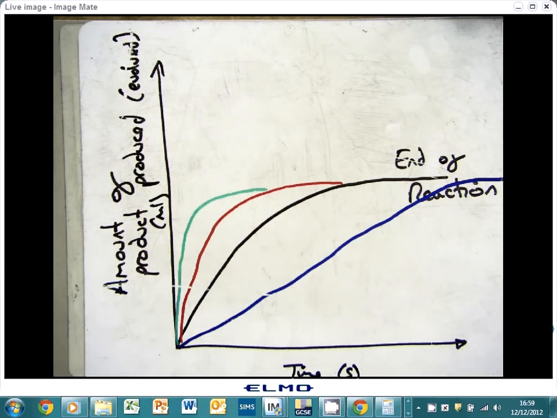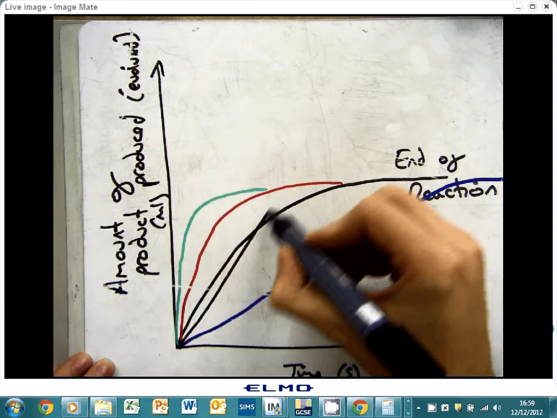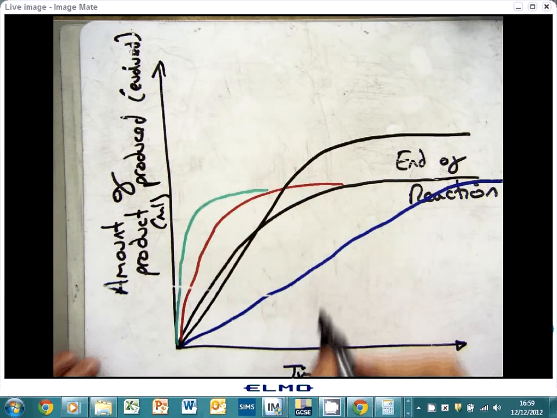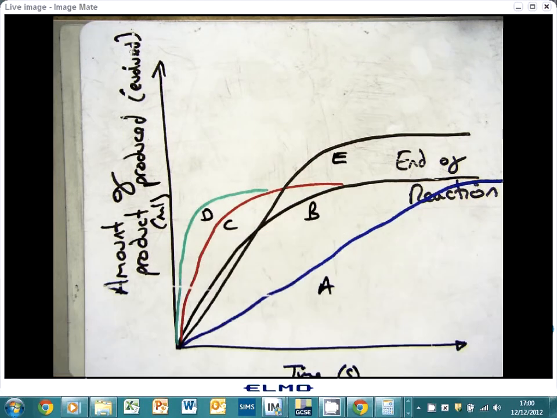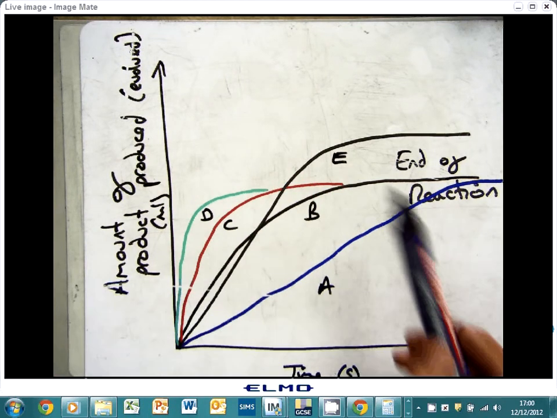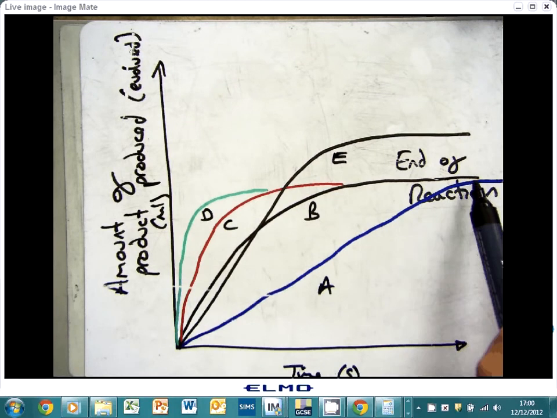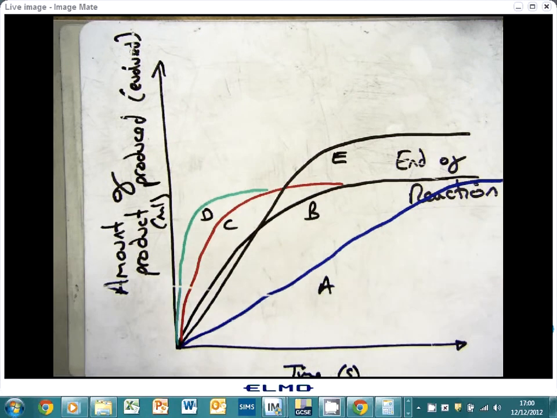The examiners might try and trick you out with something like this though. They might turn around to you and say, which of these has the fastest rate of reaction? It would still be D. E is incorrect because the end reaction, provided you use the same amount of reactants, so the same amount of hydrochloric acid and marble chips, it will always finish at the same point. If you draw something higher, it means you have to have more of the reactants, so more of the marble chip and more of the hydrochloric acid.